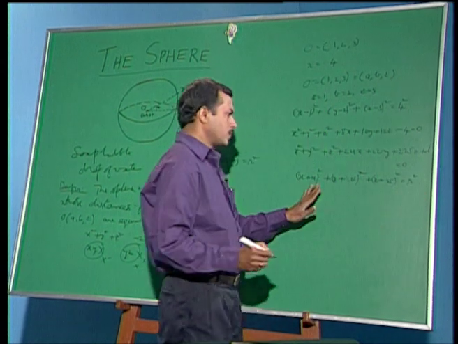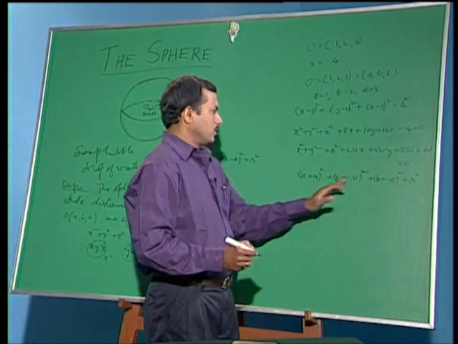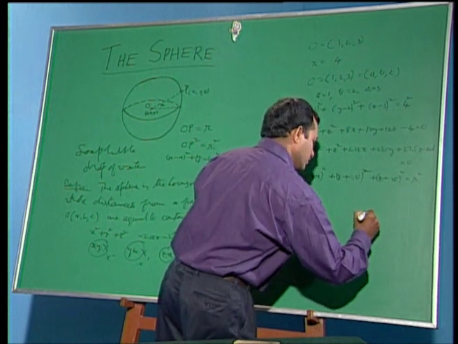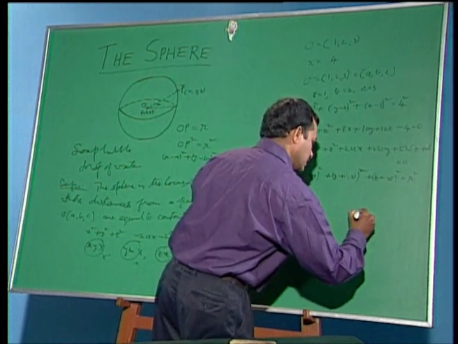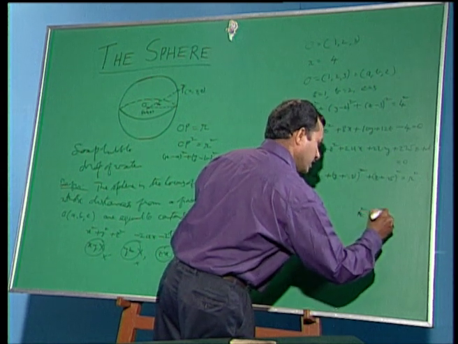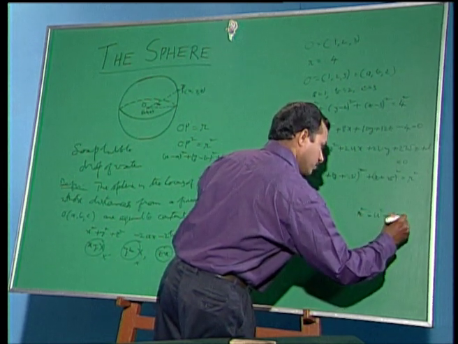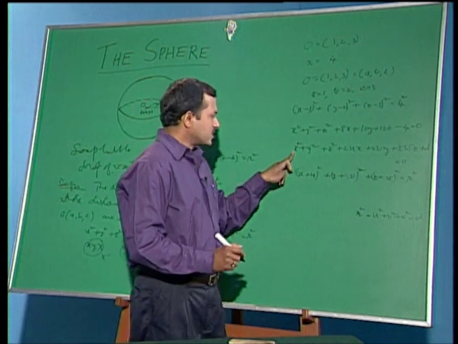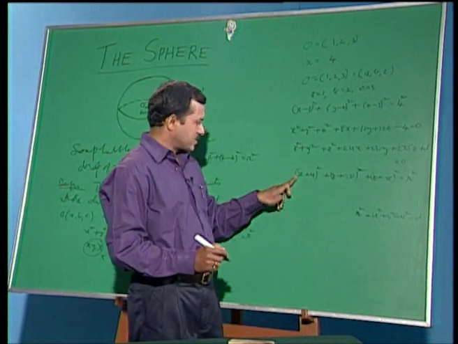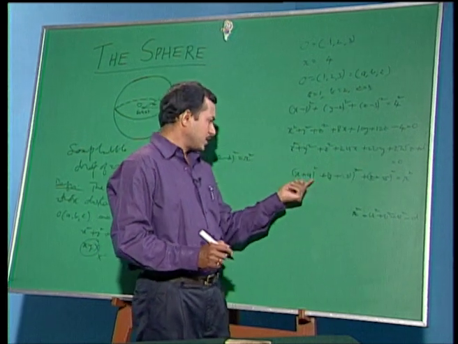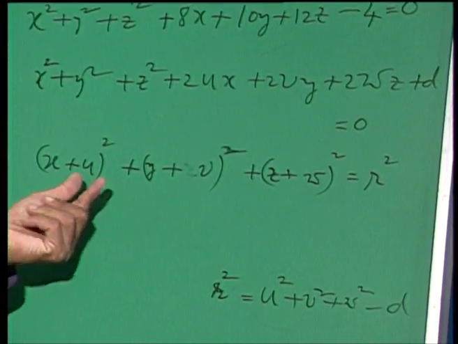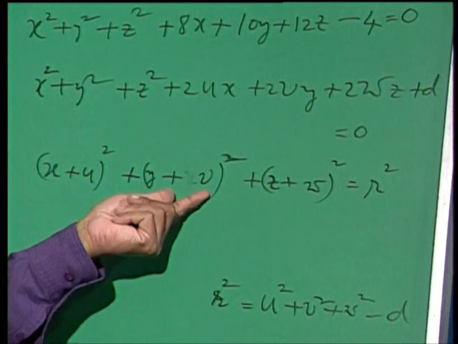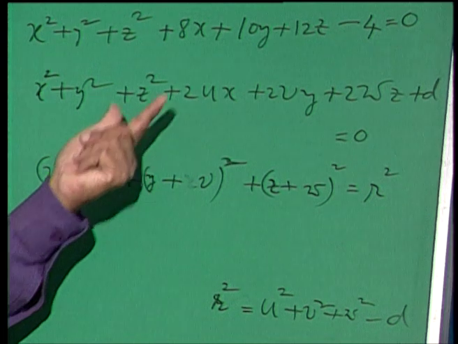If we assume that these are equal to r square, then we can show that r square is equal to u square plus v square plus w square minus d, because (x plus u) whole square is x square plus 2ux, means here we have added u square. Similarly, (y plus v) whole square means y square plus 2vy, means we have added v square here on the left hand side.